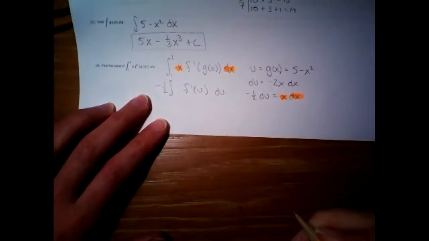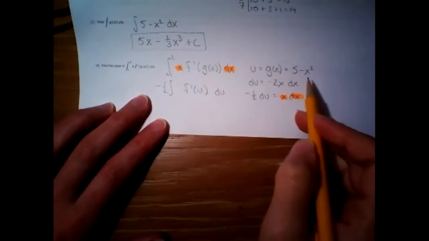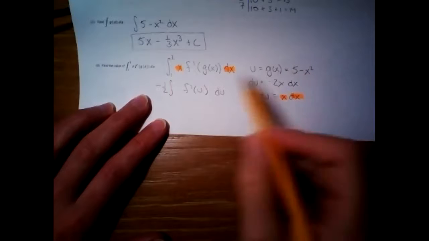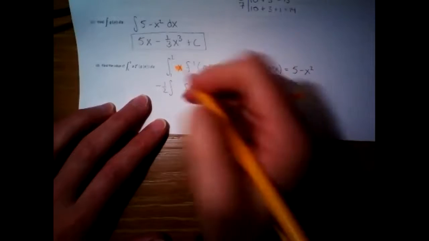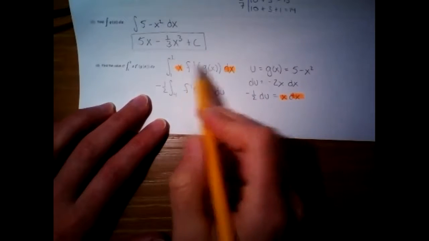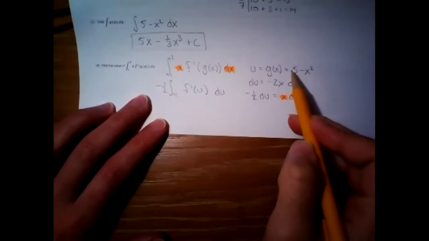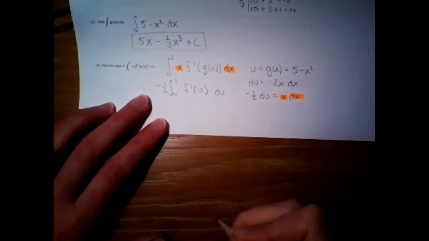And then I have to adjust the boundaries. It is easy to do, you just have to remember to do it. You're just going to take this 1 and this 2 and plug them in for x. That is all there is to it. So if you plug in 1, you're going to have 5 minus 1, which is 4. And then if you plug in 2, 2 squared is 4, you're going to have 5 minus 4, which is 1. So you just have to adjust those.